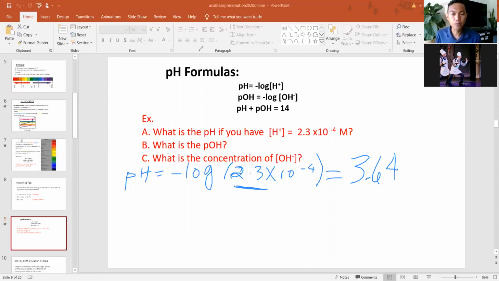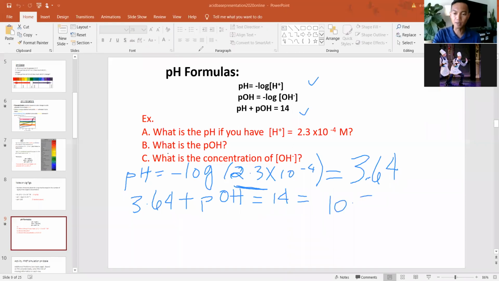The second question says, what is the pOH? So we've used the first equation. We can use the third equation. Since our pH is 3.64, and based on the third equation, adding that to pOH adds up to 14, which means, isn't it just a subtraction? 14 minus 3.64 gives us a pOH of 10.86. All right, so now we have our pOH. So this is A, B.